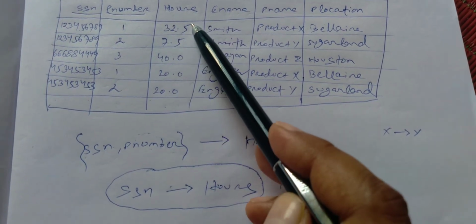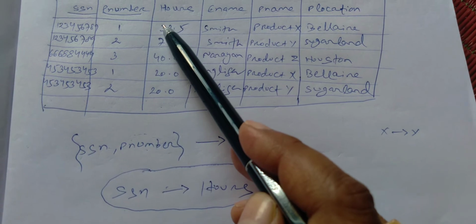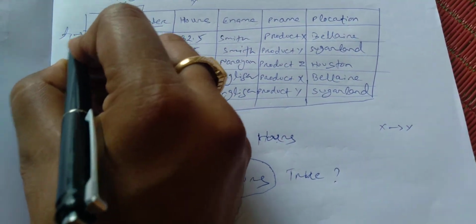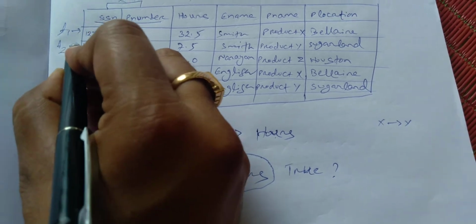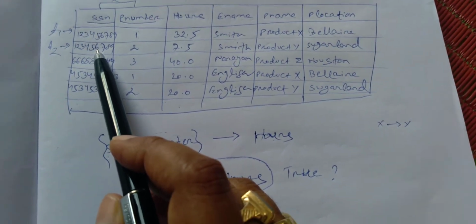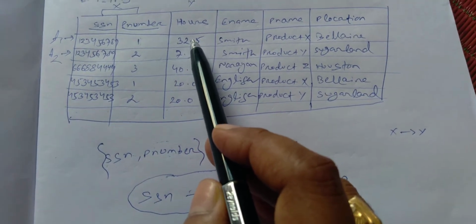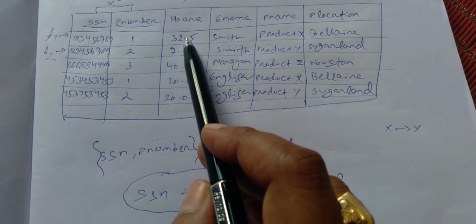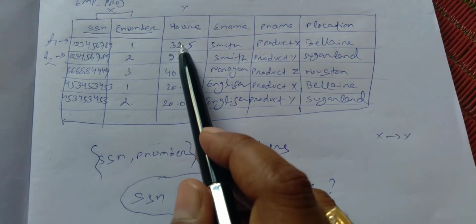Here T1 Y is 32.5, because this I am terming as T1. Say this is T2, so T1x equals T2x, that is fine. Whether T1y equals T2y, no, this is not true. So functional dependency does not exist between SSN and hours.